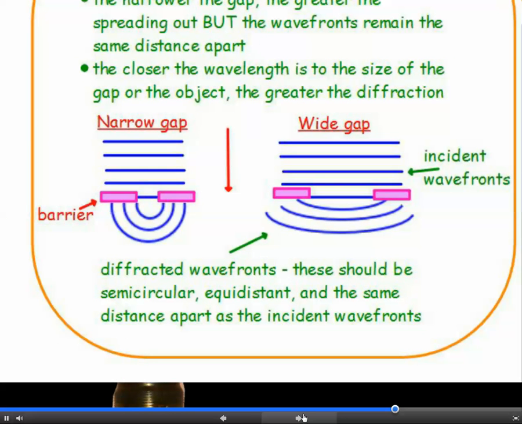So these diagrams show diffraction through a narrow gap and through a wide gap. You can see that the effect is greater when the gap is narrow. Now the diffracted wave fronts, the ones that have passed through the gap and come out the other side, should be semicircular, equidistant, and the same distance apart as the incident wave fronts. That's how you should draw them.